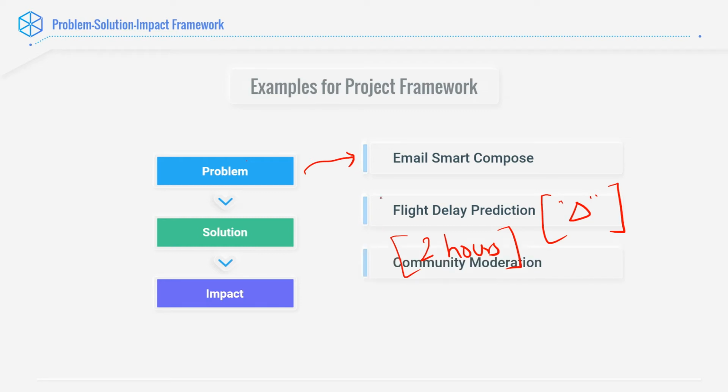Then we have another problem, which is community moderation. Then we have a problem like photo management. We will take a look at all of these examples in detail in individual lectures. But now we understand, let's say there are 10, 20, 30 different problems, and how are we supposed to prioritize?